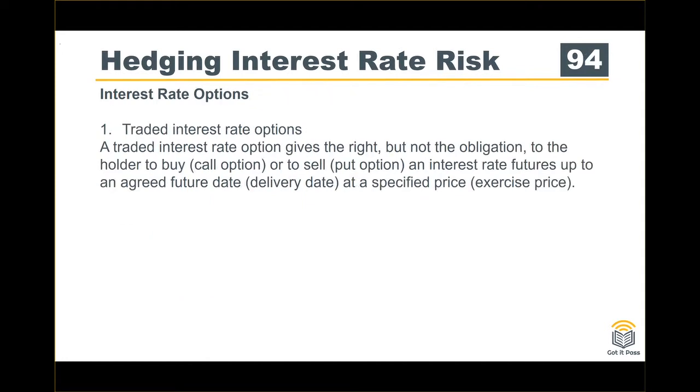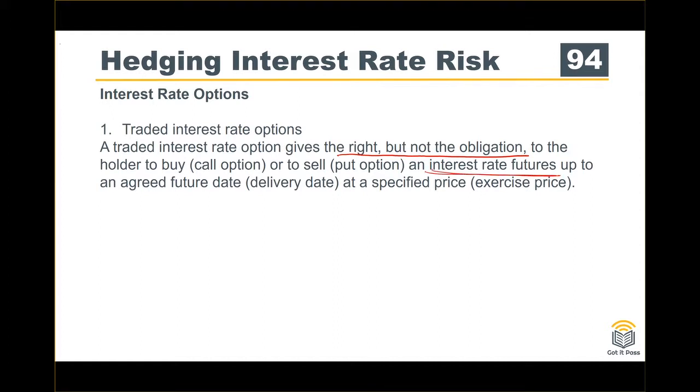All right. So we move on to the last part, the interest rate options. A traded interest rate option, same, gives the right but not an obligation to the holder to buy or sell an interest rate future up to the agreed future date at a specific price. So the interest rate option is interesting. The underlying asset is not a government T-bill. The underlying asset is an interest rate future.